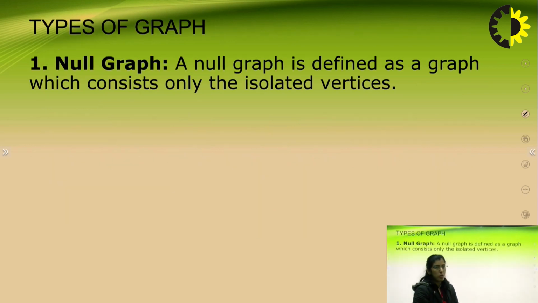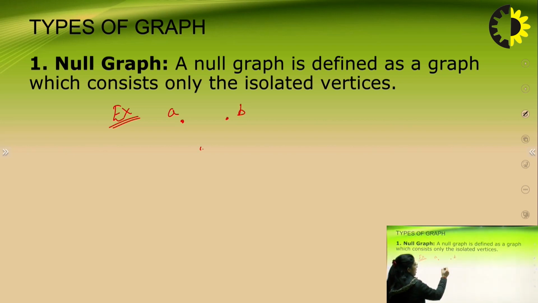Moving on to the types of graph. First one we have is a null graph. It is defined as a graph which consists of only isolated vertices. For example, let's say A, B, C, D. This is a graph and this graph contains only the vertices, no edges there. All these are isolated vertices. So this is an example of a null graph.